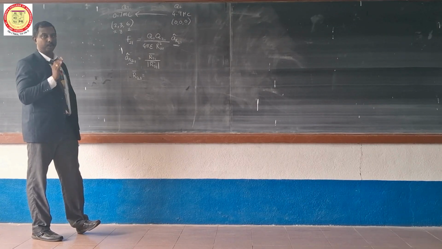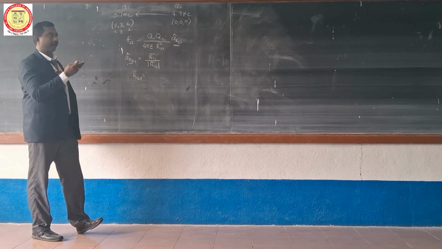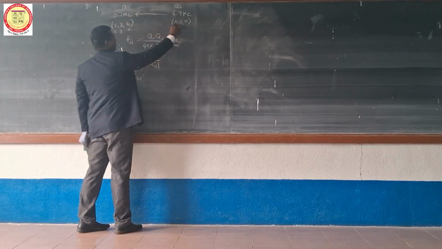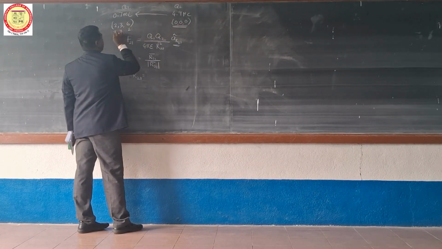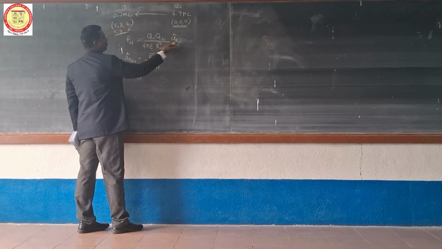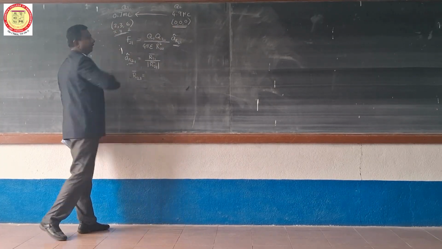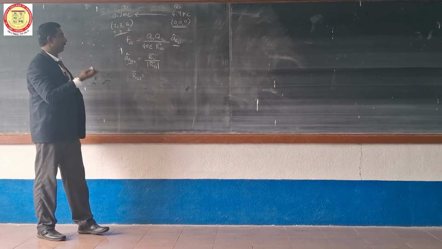A vector is always denoted by ending point minus starting point, right? So this is the starting point where the force is starting. This is the force where it is being applied. So this is the starting point, this is the ending point. So how to write? Ending point minus starting point.